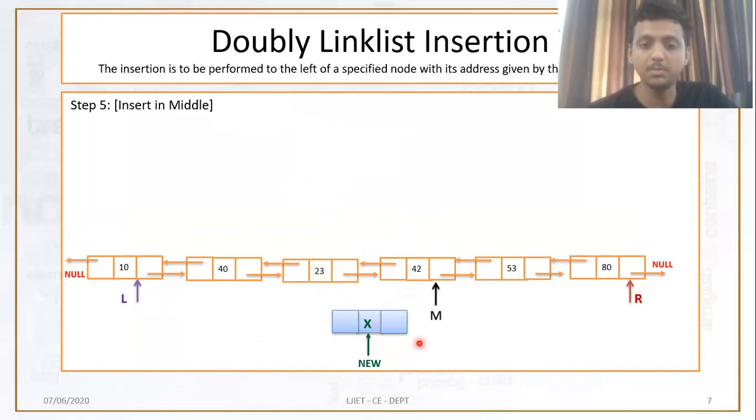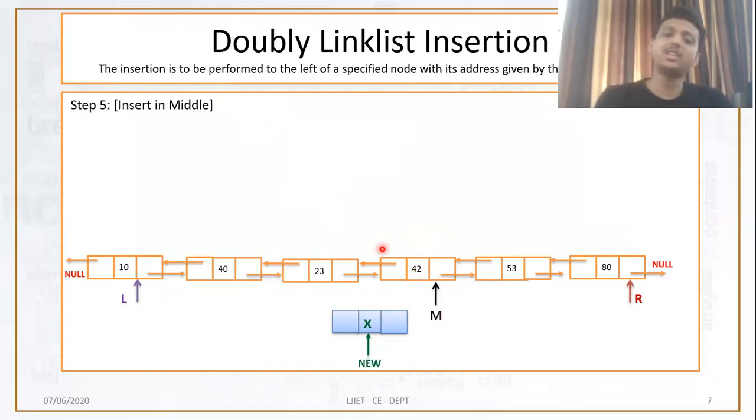See, this is my node. So what I need to do? First, you should assign links of LPTR and RPTR of new node to its concerned nodes. So I'm just setting up the LPTR, that means this left link of new node to this node, and right link of new node to this node. But wait, what is the name of this node? First check this. Name of this node is M, because M is pointing to 42.